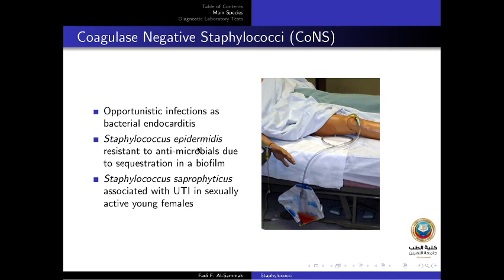And another species we have also under coagulase negative is Staphylococcus saprophyticus. Well, it is known to be associated with urinary tract infections, especially in sexually active young females. So these should only be considered whenever samples or specimens from this group of individuals are collected.